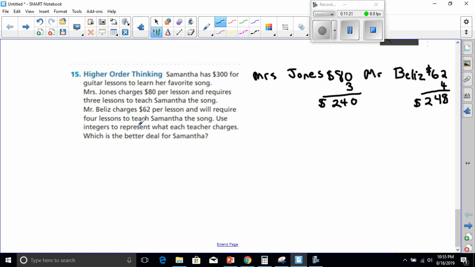Use integers to represent what each teacher charges. Which is the better deal for Samantha? Well, it looks to me that Mrs. Jones is going to be about $8 cheaper. So I'm going to say Mrs. Jones. All right?